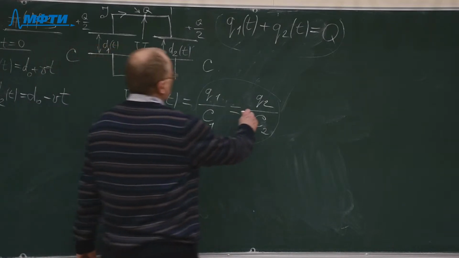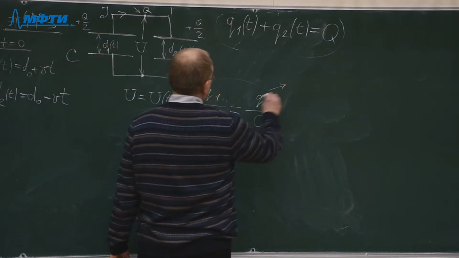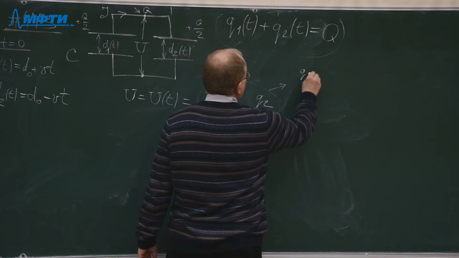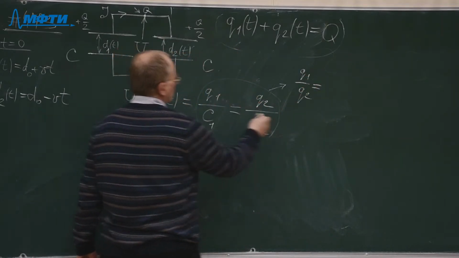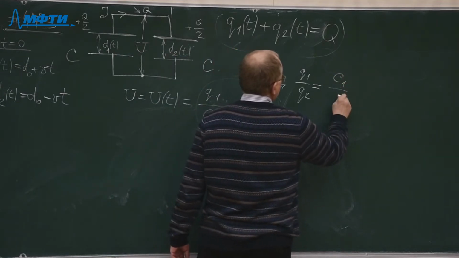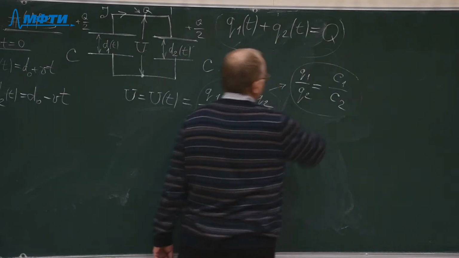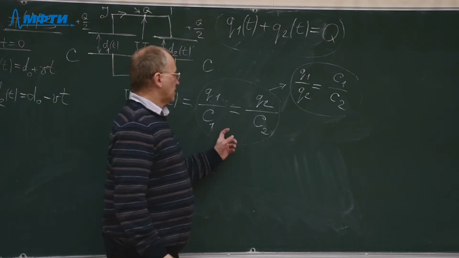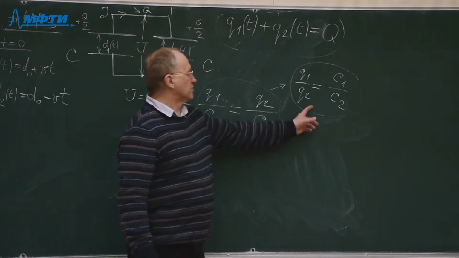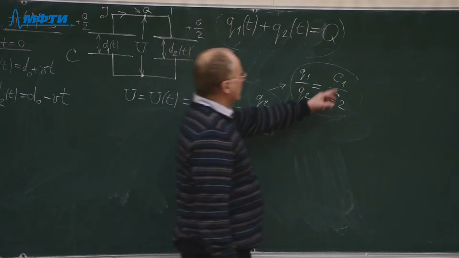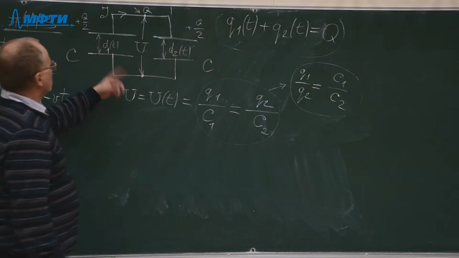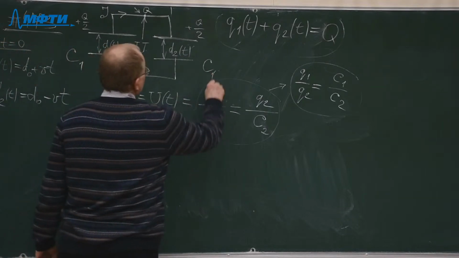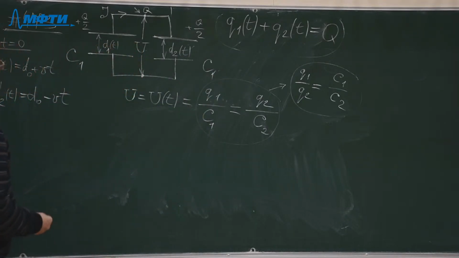and from the first equation we can write that Q1 divided by Q2 equals C1 divided by C2. Well, do we know anything about the relationship between C1 and C2, between the capacitances of these two capacitors? Yes, we know something about it.